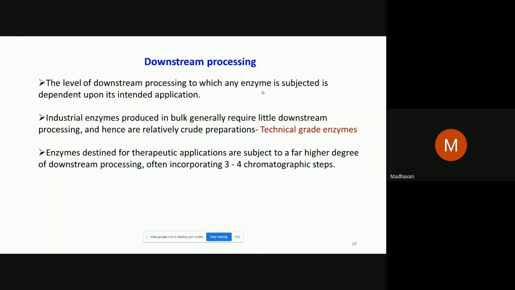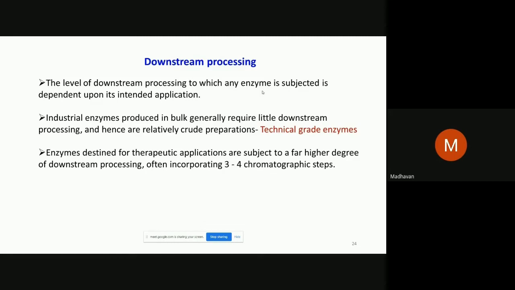Now come to the downstream processing of enzyme production from microbial sources. Again, as I told you, this is very crucial, and it depends upon the intended application. You can classify enzymes into different groups. One is technical grade enzyme. See, if you want an enzyme for textile purposes or paper and pulp, you don't need a very high purity enzyme. What you need is a crude concentrated protein, which may be able to perform the function you are looking for.